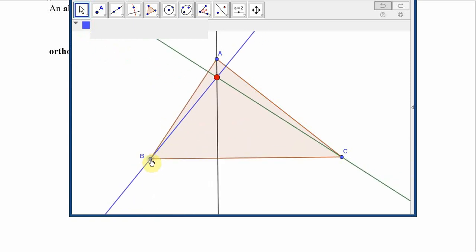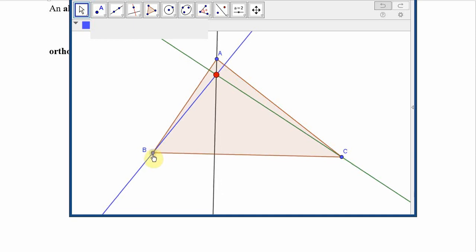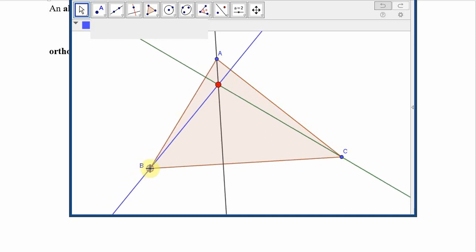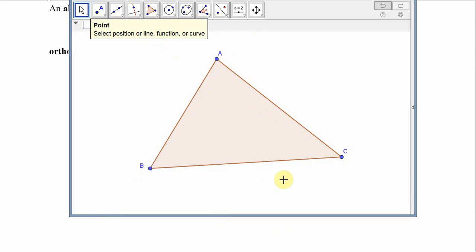Now I'd like to rewind a little bit, delete all these things, and talk about how we would produce an altitude and the orthocenter using just a compass and straight edge. All right, so back to the original triangle here. With a compass and straight edge, we only have the ability effectively to draw circles or parts of circles, but that's okay, that's sufficient. So this is how we would approach it.